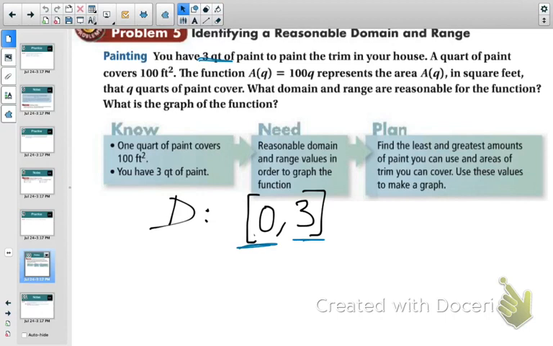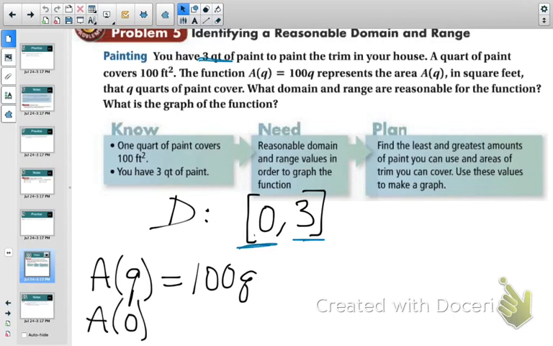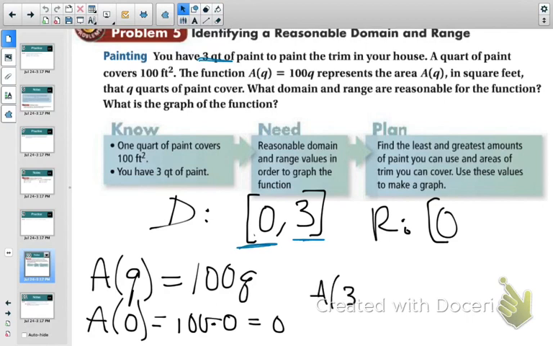So then to find the range, you have to actually go through and figure that out. So A of Q equals 100Q is our function. So I can plug in 0, because that's going to give me the lowest number, 100 times 0, which is just 0. So our range can start at 0, and then the highest number I can plug in is 3, so I'm going to say A of 3 equals 100 times 3, which gives me 300. So it's going to go from 0 to 300 square feet. That would be the range, that would be the domain.